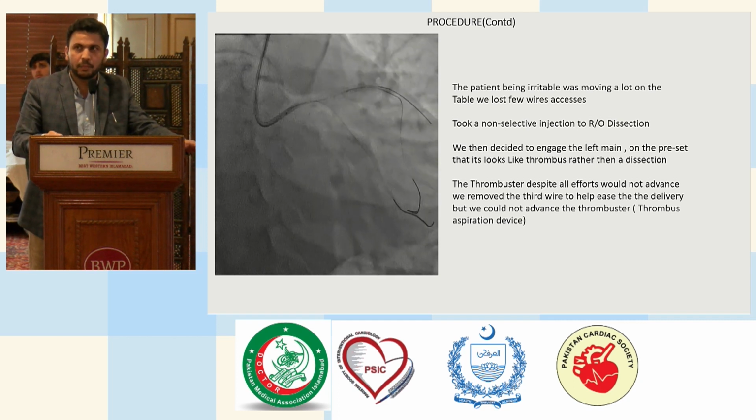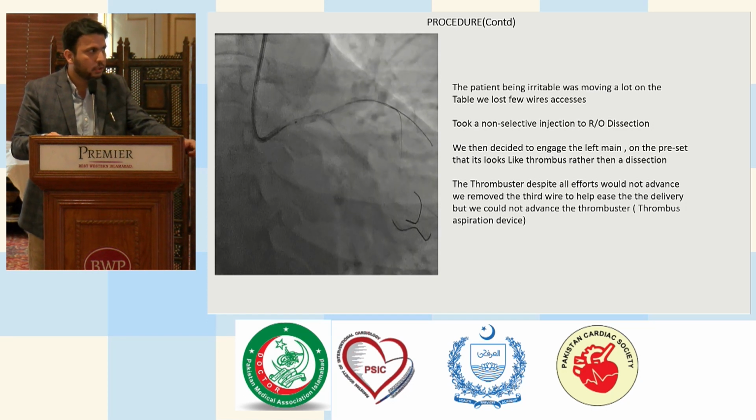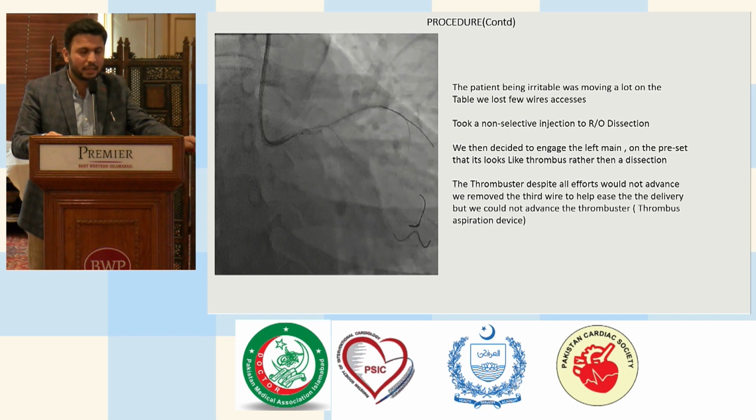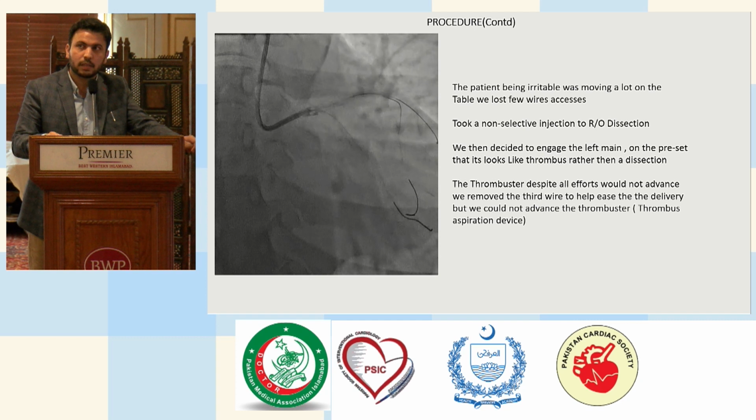The patient is very irritable. We've lost a few wires. She's all over the table. So we decided to take a non-selective injection of the left main. Now we see that it's less likely a dissection. It more or less looks like it is a thrombus.